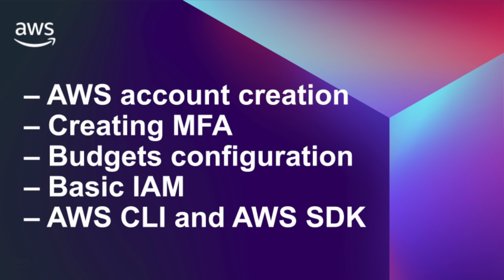In this video, we will create an Amazon account, set up multi-factor authentication, and configure a budget to help avoid accidental expenses from launching costly services. We will configure the IAM service, create groups and users with all the necessary access levels. We will use AWS API using AWS CLI and AWS SDK.